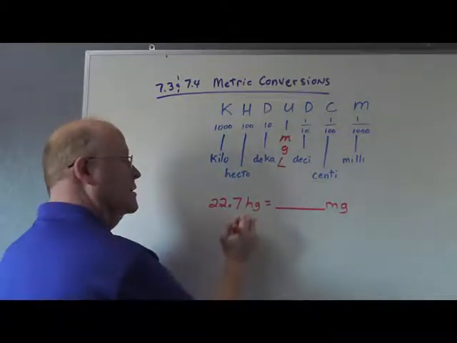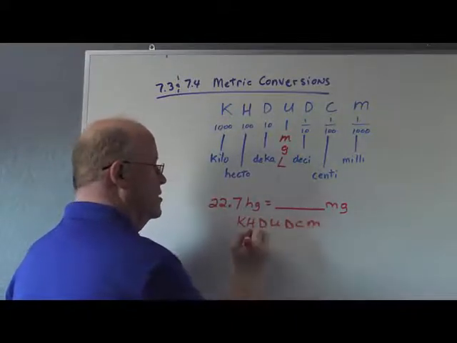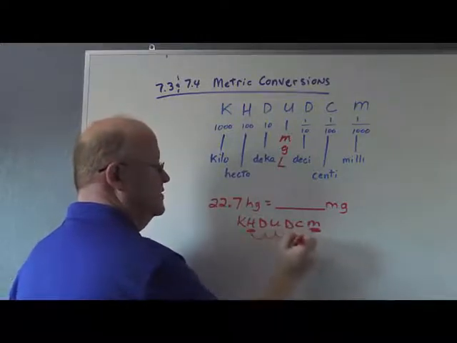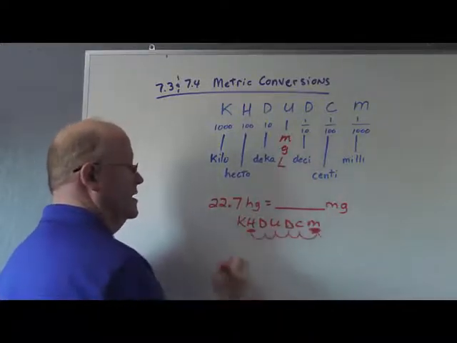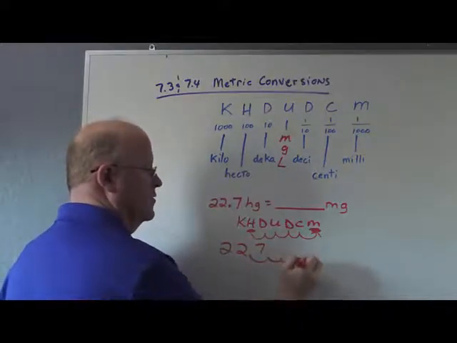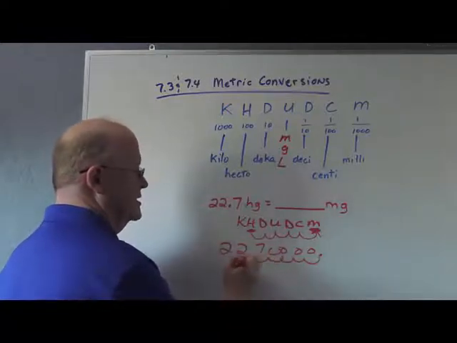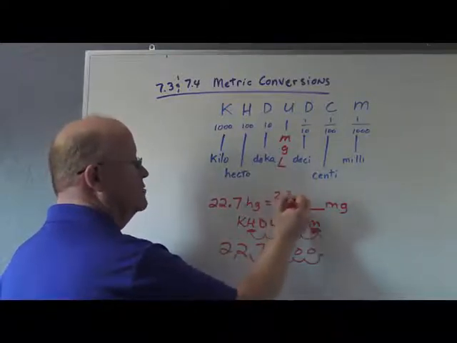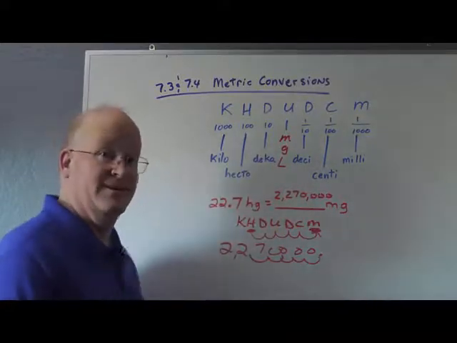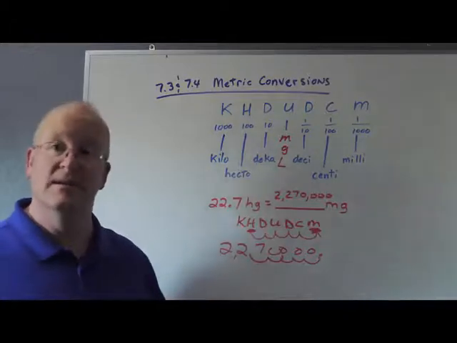Now let's convert 22.7 hectograms into milligrams. And so again, Kids Have Donuts Until Dad Calls Mom. We're going from hecto to milli. 1, 2, 3, 4, 5 positions to the right. So we take our 22.7 and move the decimal 1, 2, 3, 4, 5 positions to the right, inserting zeros as necessary, and we would have 2,270,000 milligrams. Okay, it's that easy anytime you are converting within this unit system.